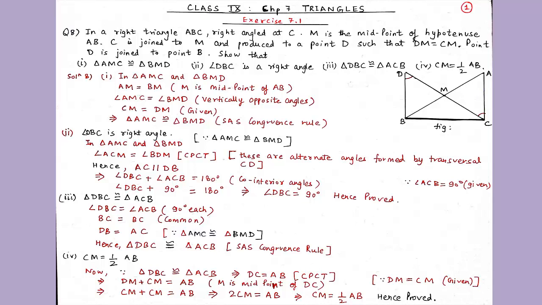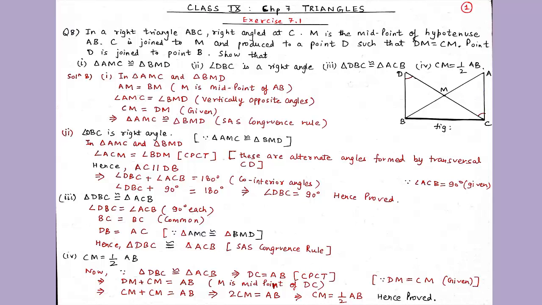And now we'll prove the fourth part, which is CM is equal to half of AB. Students, since we have proved that triangle DBC is congruent to triangle ACB, if they are congruent, then DC is equal to AB by CPCT. And in our question, we know that DM is equal to CM. So students, since DC is equal to AB, we can write DC is equal to DM plus CM, and this is equal to AB because M is the midpoint of DC.